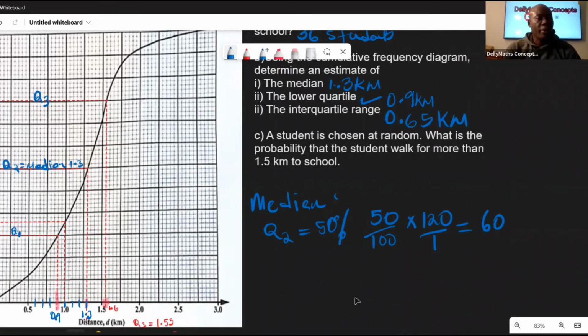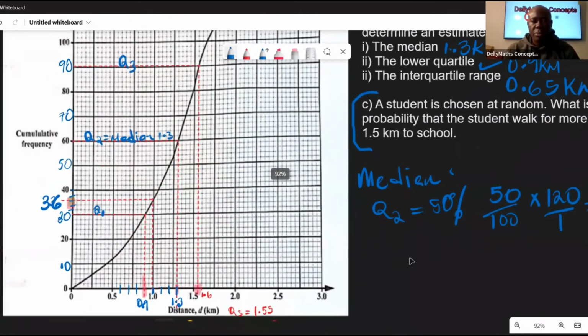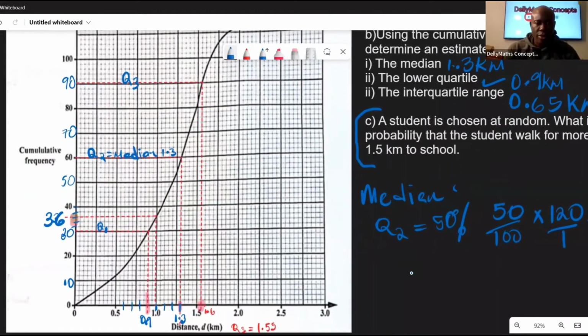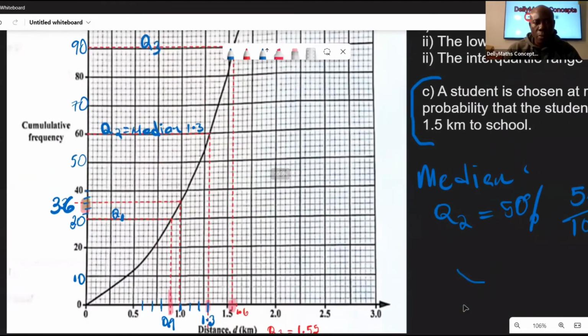All right. The C part of this question says a student is chosen at random. So I'm reading part 3 here, which is the C part. What is the probability that the student walked for more than 1.5 kilometers? We're going over 1.5 kilometers. It simply means I'm going to start on my x-axis where the 1.5 kilometer is, and identify where that touches the curve. So we need to go back to the curve and focus on 1.5.